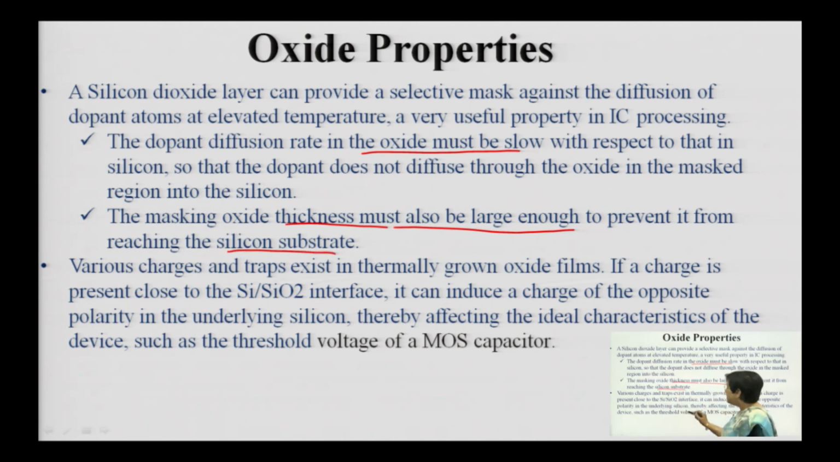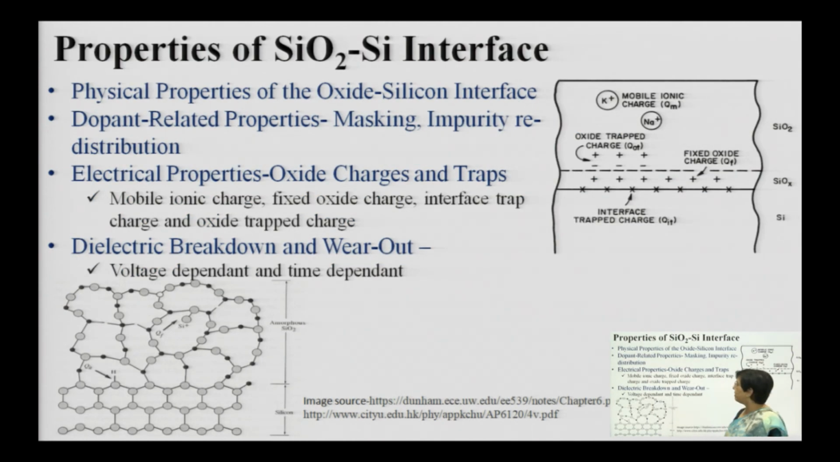Then this mask has to be very small, and it will prevent the silicon substrate. These trapped charges can affect the thermally grown oxide films, and if the charge is present close to the SiO2 interface, it can get activated when the device is being fabricated and can affect the threshold voltage of the MOS capacitor or MOSFET device. When you are using it as a dielectric, these charges can become active and start conductivity, compromising the dielectric or insulating property of the silicon dioxide.